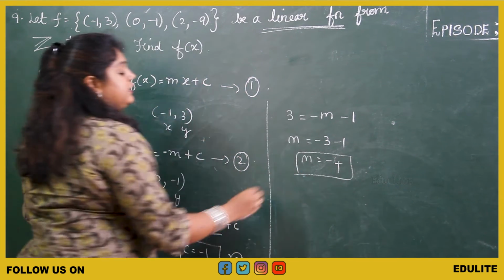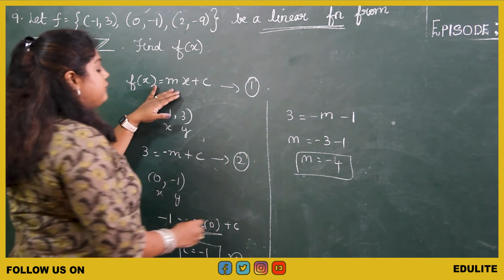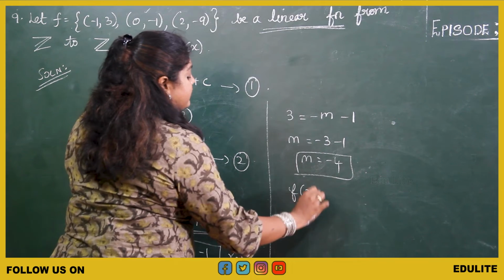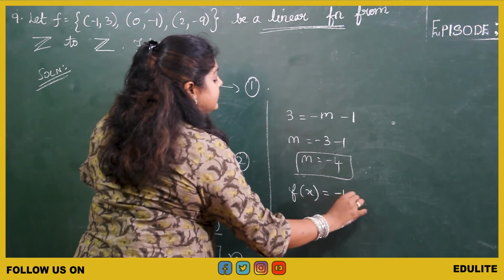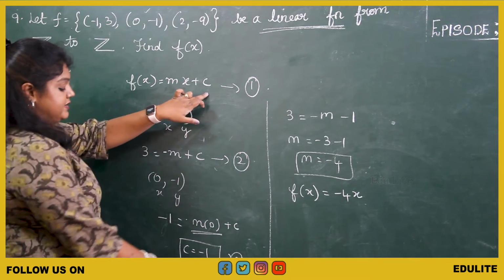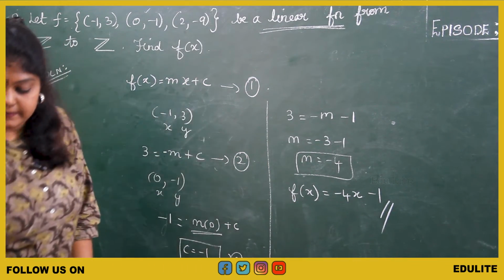Thus, we got the values of m and c. We will substitute them in the fourth equation. If we do so, what will we get? f of x is equal to, the m value is minus 4, so minus 4x, and the c value is minus 1. So, this is the value of f of x.